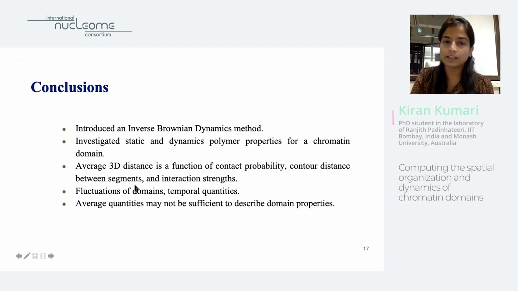We quantified the fluctuations of the domain and we looked at several temporal quantities. And overall, it suggests that the average quantities may not be sufficient to describe the whole domain property, indicating that we need to stress on the fluctuations and the dynamic events in the chromatin domain.